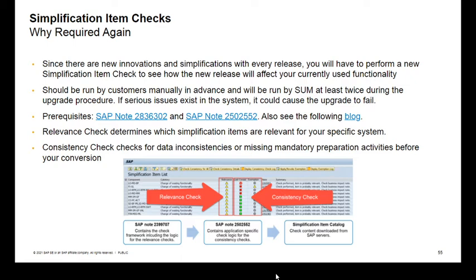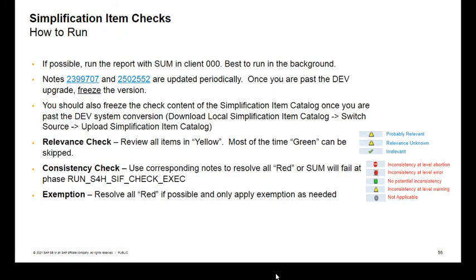How to run those? The simplification item checks you would typically run in client 000. Best is to run them in the background. These notes, which are mentioned here, are updated periodically. So make sure that after you have done your initial testing and so on, at some point you freeze that version, so that you're not later on, once you do it on QA and production, have to upgrade that version, because then there would be a mismatch between the initial development check and then QA and production. It's the same story that you might be aware of if you've come from a system conversion.